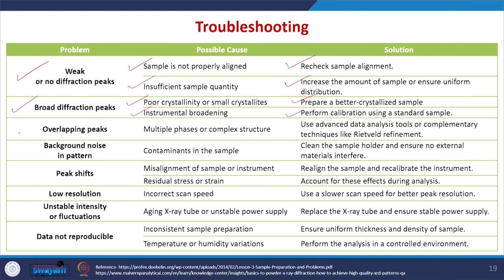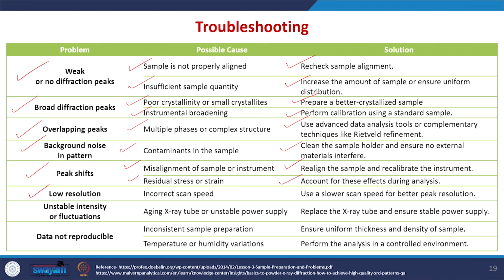And if you are facing overlapping of peaks, that is due to the multiple phases or complex structure, so use advanced data analysis tools or complementary techniques like Rietveld refinement. And if you are getting the background noise in the pattern, it may be due to the contaminants in the sample. So, clean the sample holder and ensure no external materials interfere. And if you are getting the peak shifts, that may be due to the misalignment of the sample or instrument. So, realign the sample and recalibrate the instrument, or it may be due to the residual stress or strain. So, you have to check whether there is any account for these effects during the analysis.